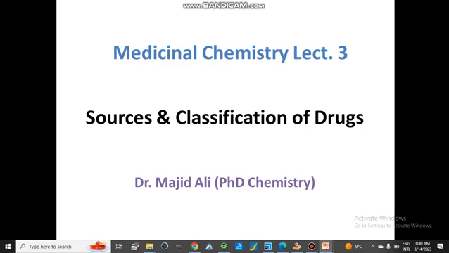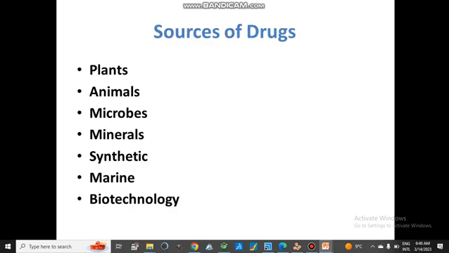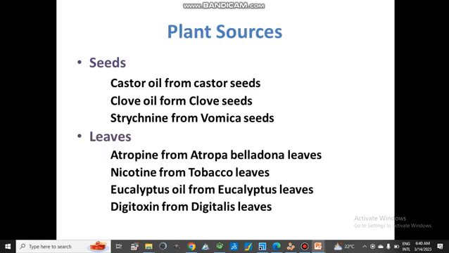Today we will discuss the third lecture of medicinal chemistry, in which we will discuss sources and classifications of drugs. So first we will discuss different sources of drugs and then classifications. There are different sources of drugs, from which the major is plant. Most of the drugs are obtained from plants, and then we have some other sources like animal sources, microbes, minerals, synthetic, marine, and biotechnological products. Let us discuss one by one in detail.